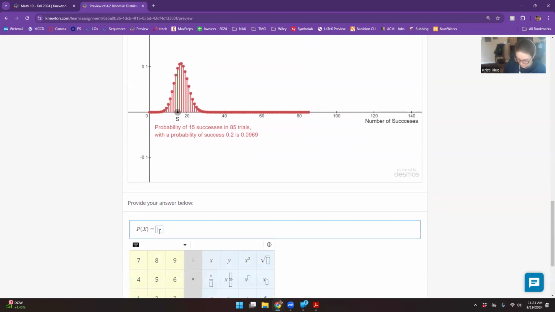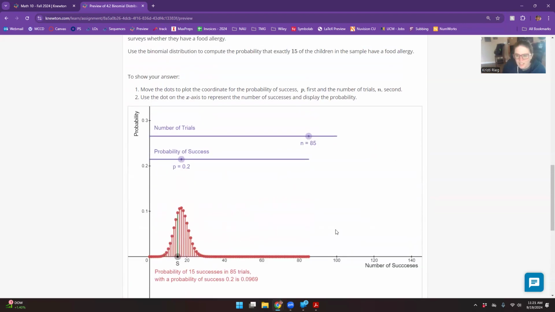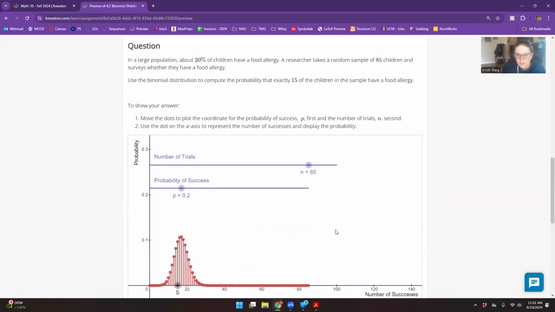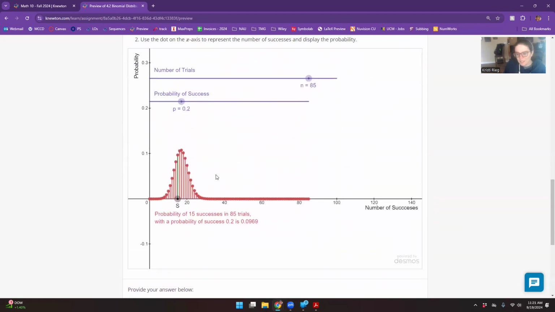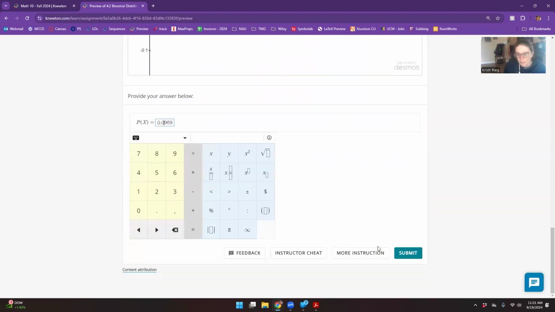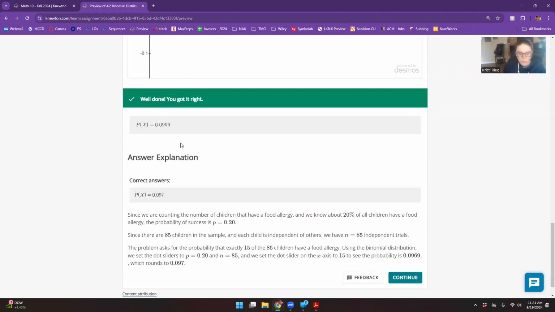is 0.0969. So this answer will be, almost got it wrong, 0.0969. I don't think it says to round. I think it just says to type that in. Okay. So the probability is displayed right here. So that way for these problems, you're just visualizing on this graph. You're not having to type in the whole formula. Submit, and woohoo, we got it right. Okay, so, oh, it does say to round, but I typed it in exactly how I thought and it didn't matter.